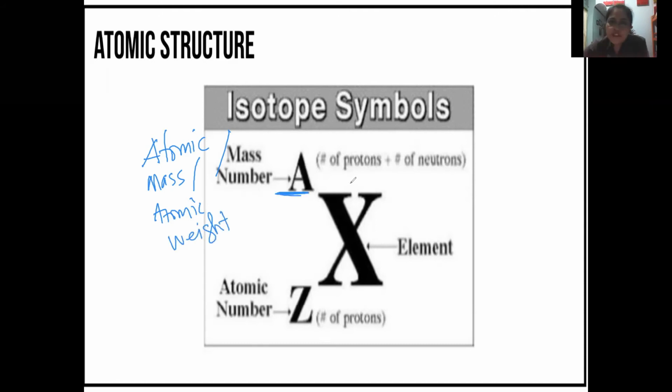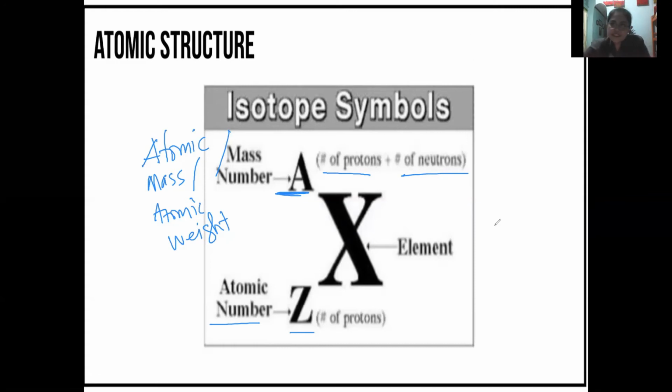And take note of this. Ano ang nire-represent ng mass number? It represents the number of protons at the same time the number of neutrons. And then yung nilalagay na number sa baba, ayan, Z ang ating symbol. That's the atomic number. And ang nire-represent ng atomic number ay number of protons.